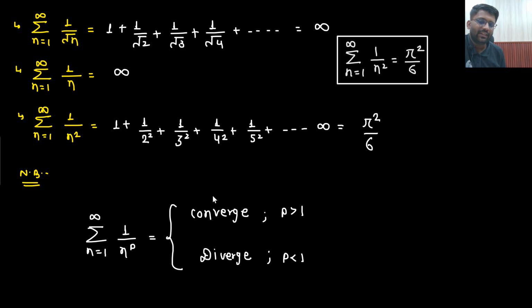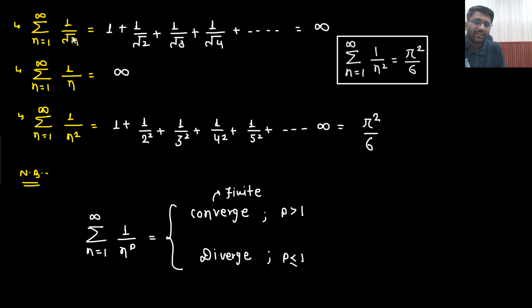What is the meaning of converging? Converging means it will give you a finite value. So when p is greater than 1, that means p is 2, it is giving a finite value. And when p is less than or equal to 1, when p is equal to 1, then also it is giving infinity.